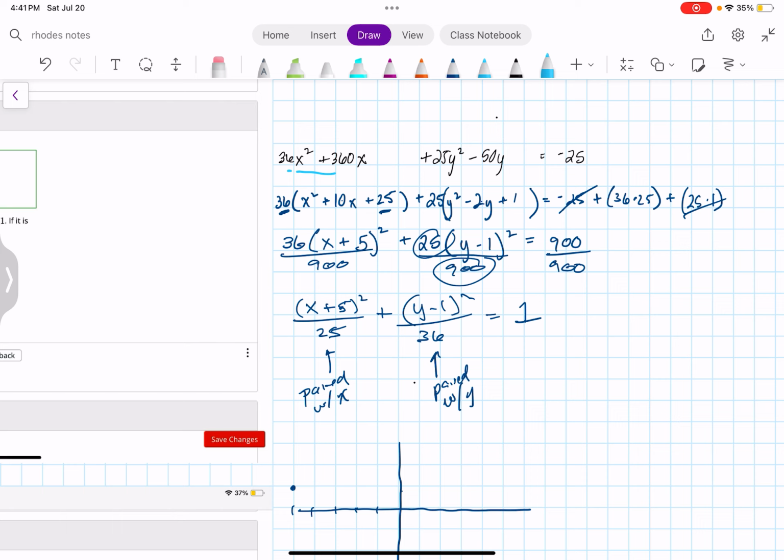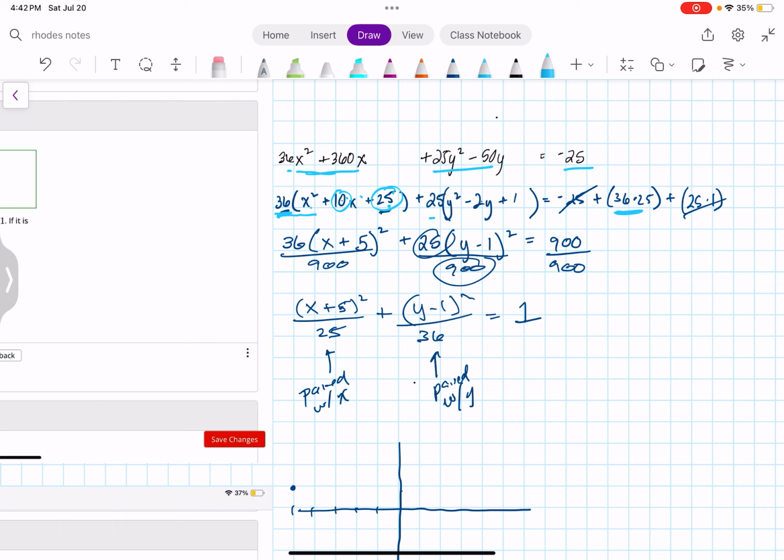I just took the x's and grouped them, same thing with the y's, moved my constant to one side. I then took a 36 out of the x's and it left me with x squared plus 10x. Then I took half of that 10, squared it, and added that here. Now, because I added 25 to the left-hand side 36 times, I'm going to come over here and add 25 to the right 36 times.